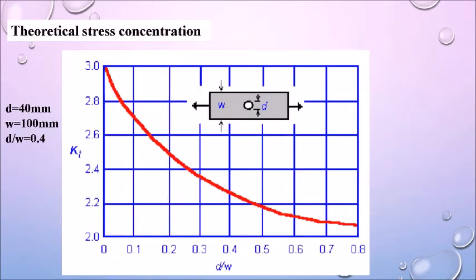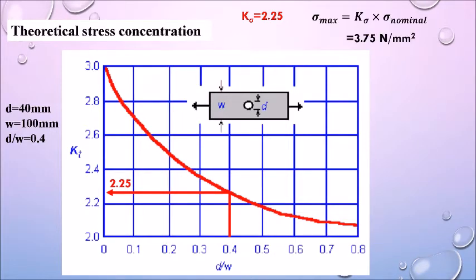If you refer to the stress concentration factor versus D by W ratio for a plate with a hole in the design handbook, you can obtain the stress concentration factor like this. So the theoretical stress concentration factor is 2.25 for this problem because the D by W ratio is 0.4 here. Based on this, I can calculate the maximum stress. So 2.25 into sigma nominal 1.666 will give you 3.75 Newton per mm square. This is the theoretical answer for this problem. Let us verify this value in ANSYS.